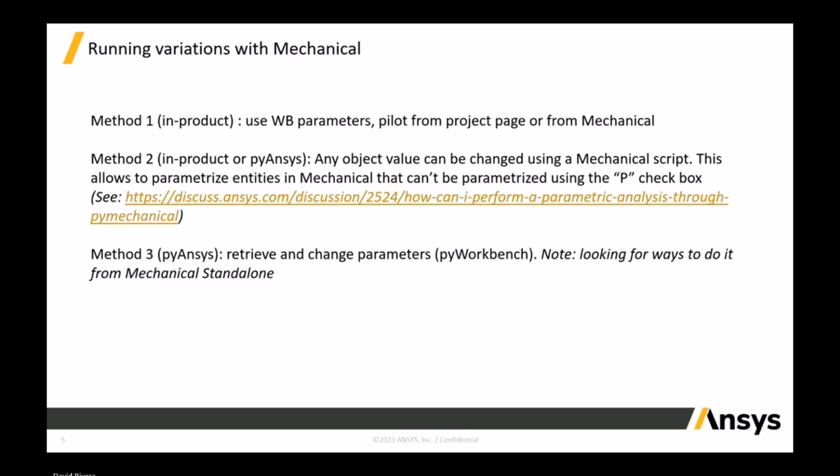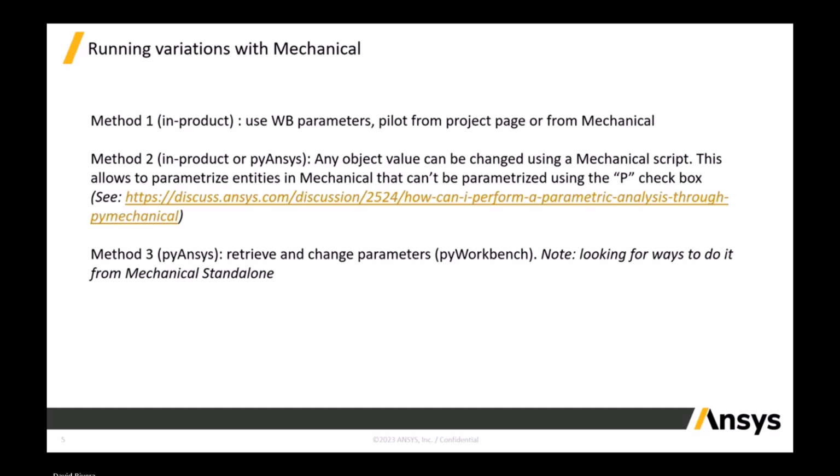Second method, which you could use for both in-product or PyAnsys, is to change any object value in Mechanical using a Mechanical script. And in this case, you could skip entirely the definition of parameters. Fundamentally, you can change anything with that method in Mechanical. And that's a way to use parameters which are not available. Let's say you want to parameterize the bolt pretension. That's not available by default in Mechanical. So that's a way you could do it, and there is an example here that I linked on our forum.